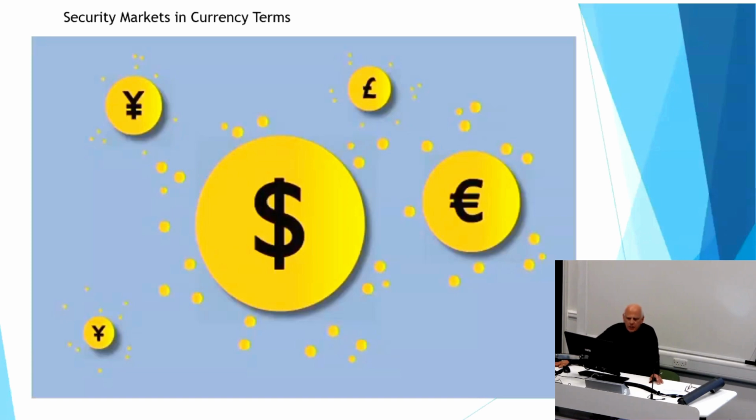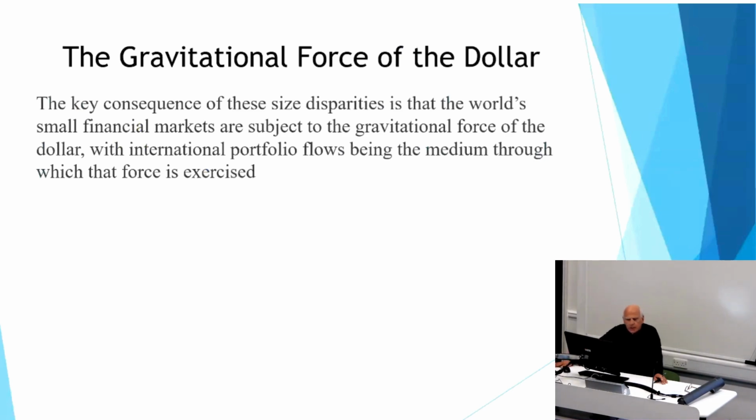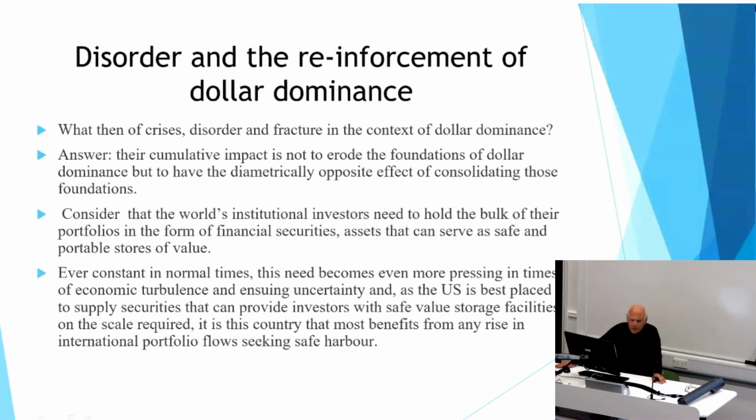For where the dollar mass of securities exists as a single, same currency denominated mass of equity and debt securities, the financial markets of other countries, most notably those of the emerging market economies, shrink to vanishingly small fragments, in many cases to the size of plankton. What's the result? The key consequence of these size disparities is that the world's small financial markets are subject to the gravitational force of the dollar, trapped in its gravitational field, with international portfolio flows being the medium through which that force is exercised.